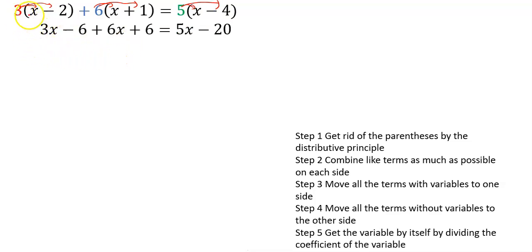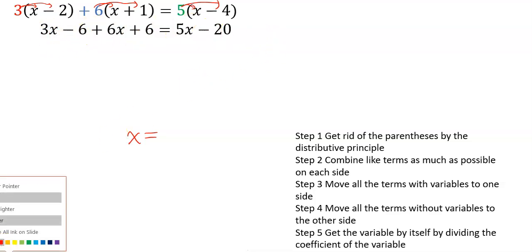After that, we get 3x, 3 times -2 is -6, plus 6x, and 6 times +1 is +6. 5 times x is 5x, and 5 times -4 gives us -20. So now all the x's are out of the boxes, the parentheses. We're getting closer to our goal, which is to have x by itself. Now we just need to combine all the terms with x's.